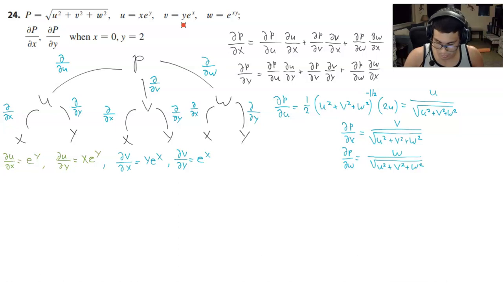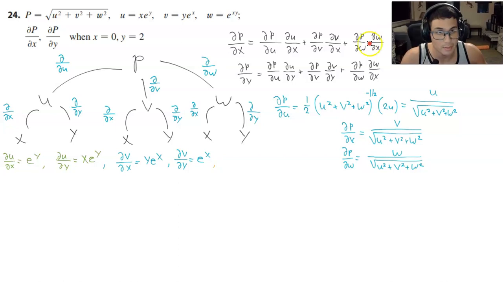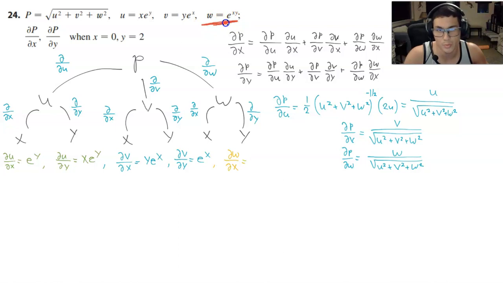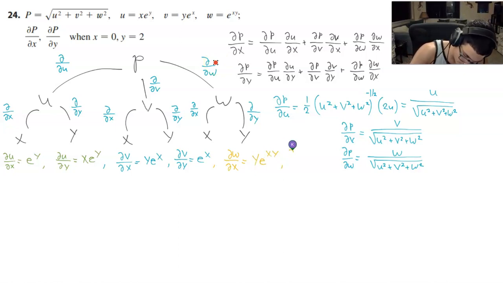Now let's go to yellow and take these derivatives. So dw with respect to x. What is this derivative with respect to x? Remember, whatever is in here, you take that derivative with respect to x and put it in front. So it would be y e to the xy. And then let me guess, dw/dy is going to be x e to the xy.